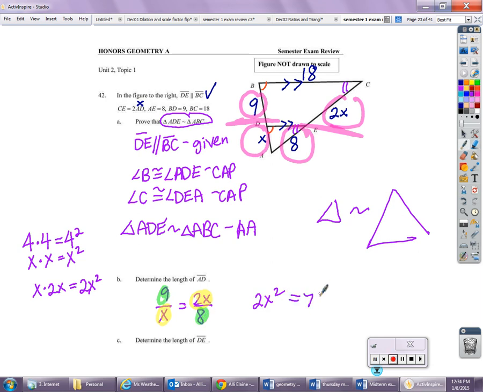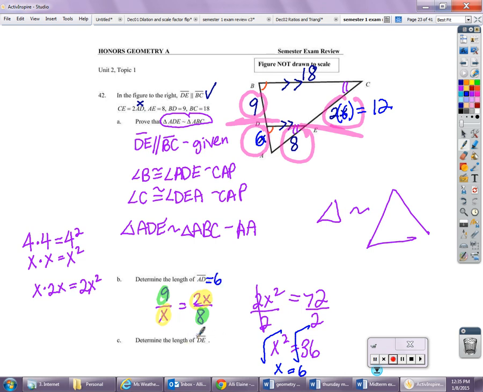equals 72. All right, you want to get x squared by itself, so get rid of that 2. And 72 divided by 2 is 36. And then to get rid of a square, we take the square root. And we know that the square root of x squared, those cancel, so it's just x, and the square root of 36 is 6, so x equals 6. So this is going to be 6 here, and this is going to be 2 times 6, which is 12. Alright, so determine the length of AD, AD equals 6.